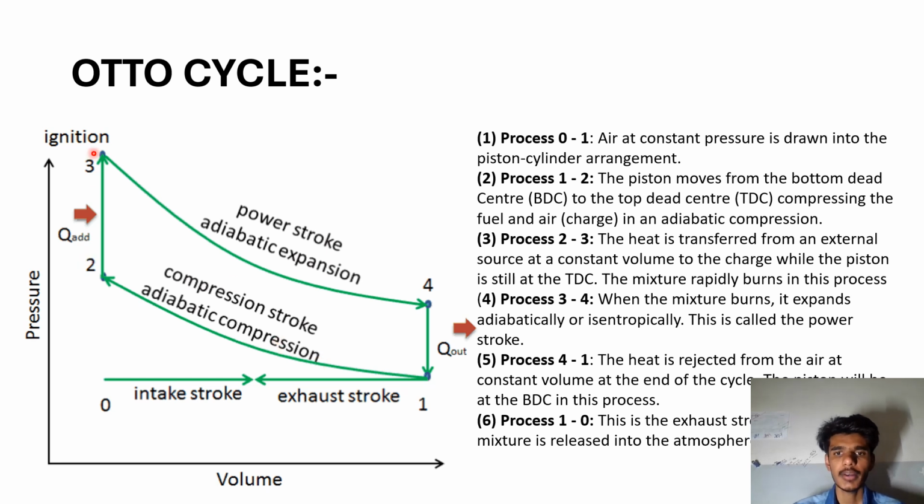In process 2 to 3, the heat is transferred from the external source at a constant volume to the charge while the piston is still at TDC. Now from 3 to 4, when the mixture burns, it expands adiabatically. This is called power stroke. Now from 4 to 1, the heat is rejected from the air at constant volume at the end of the cylinder. Now from 1 to 0 is the exhaust stroke. It releases the mixture to the atmosphere.